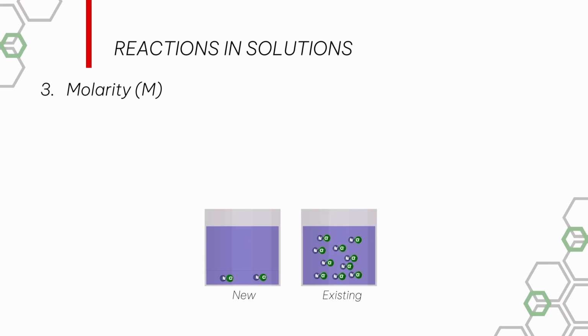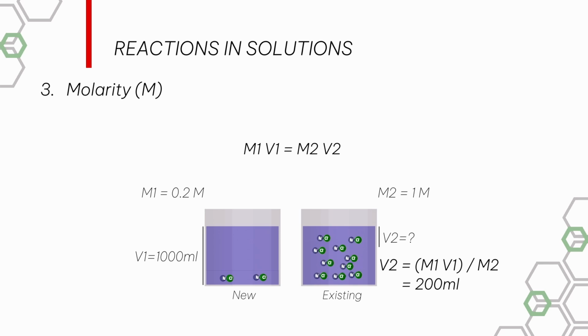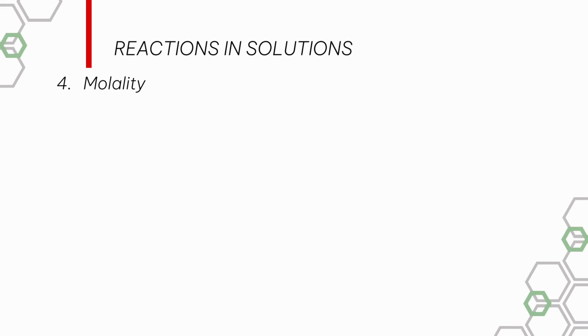There is also a simple formula for this calculation. M1V1 is equal to M2V2, in which M1 and V1 represent the molarity and volume of the new solution. M2 represents the molarity of the existing solution and V2 represents the required volume of the existing solution. So by this formula we get the required volume of 1 M NaCl solution as 200 ml. Here the volume of the new solution, that is the value of V1, will always be 1000 ml. Molality. We can define this as the number of moles of solute per kg of solvent.